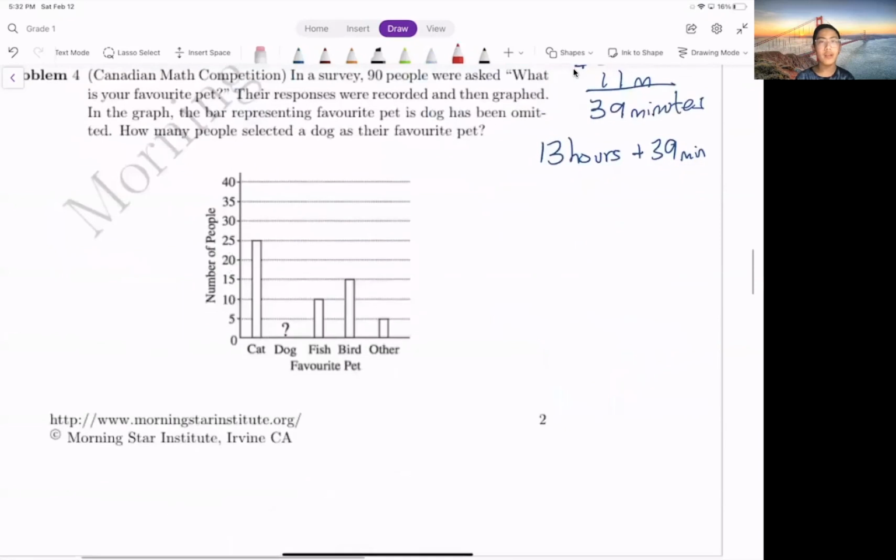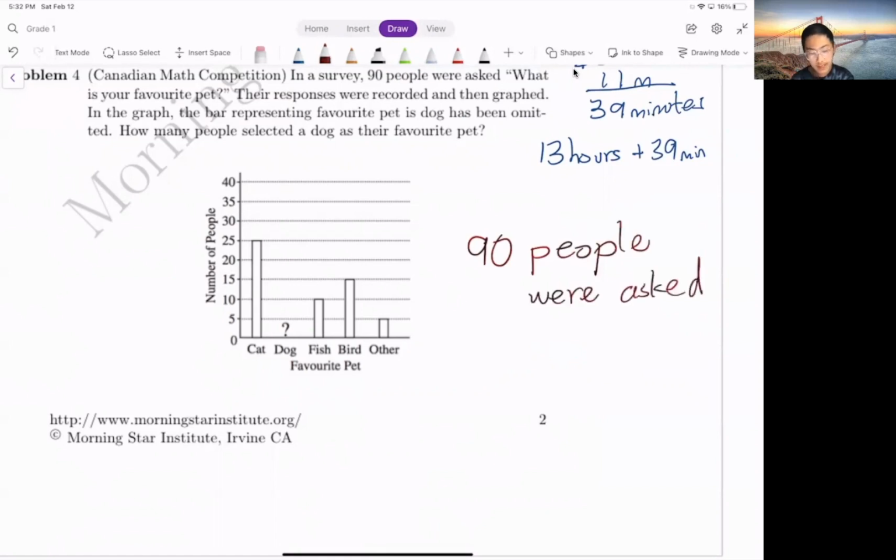Problem 4. In a survey, 90 people were asked, what is your favorite pet? Their responses were recorded and then graphed. In the graph, the bar representing favorite pet as dog has been omitted. How many people selected a dog as their favorite pet? So in total, 90 people were asked. And since the dog was omitted, we can just solve how many other people answered as their favorite pet, and the remainder should be the number of people who said dog was their favorite pet.